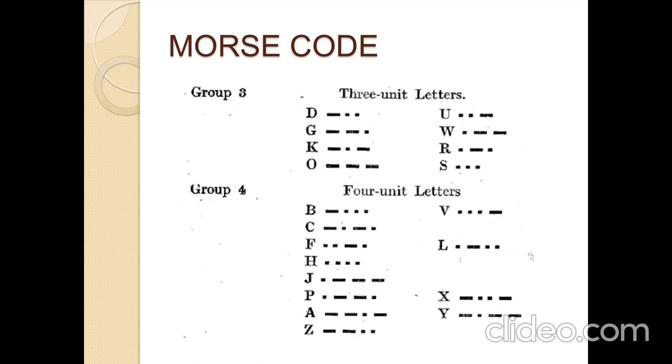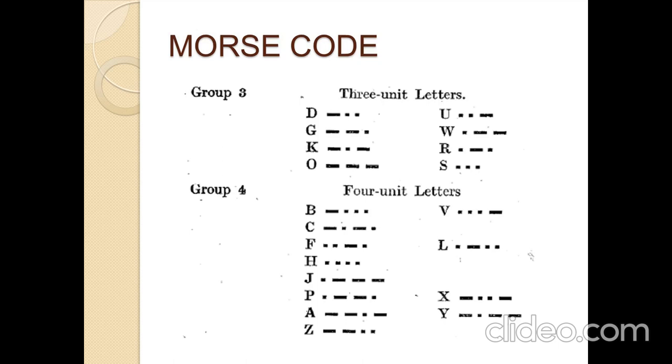3 unique letters. D, da did did. For U, did did da. G, da da did. For W, did da da. For K, da did da. For R, did da did. For O, da da da. For S, did did did. It is a way of opposite also.